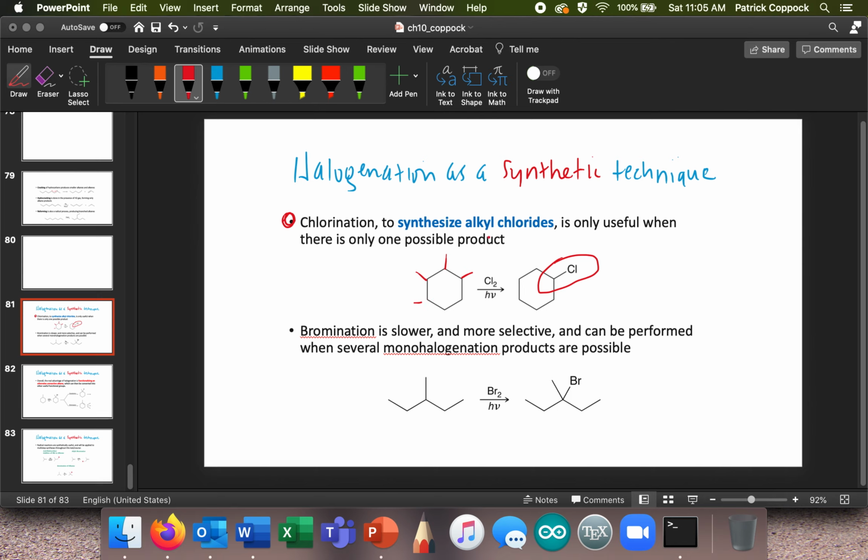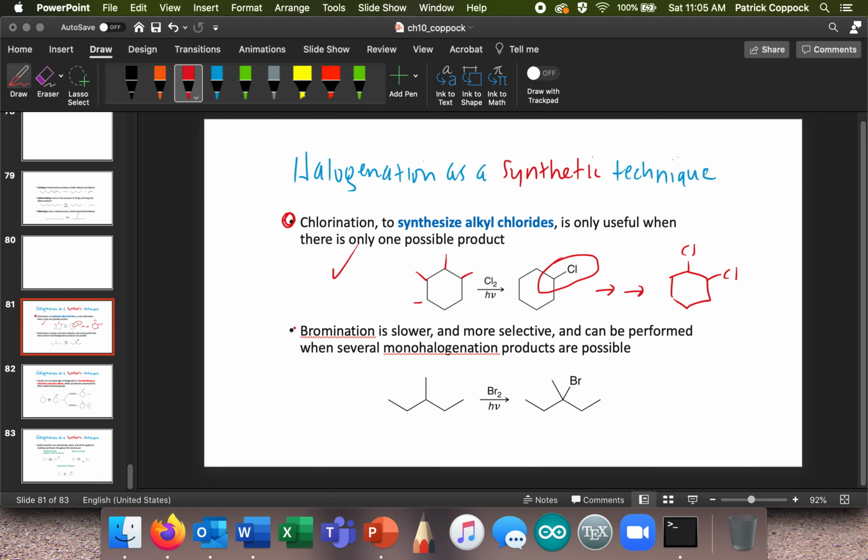So if we chlorinate this, we have only one possible product. Of course, you have to watch out for dichlorination, right, which is a possible product. But if you have an excess of hexane in there, like just a ton of hexane, then it's more likely that a hexane molecule is going to get chlorinated than a chlorohexane, right? So it's a competition. So it's still possible, okay?